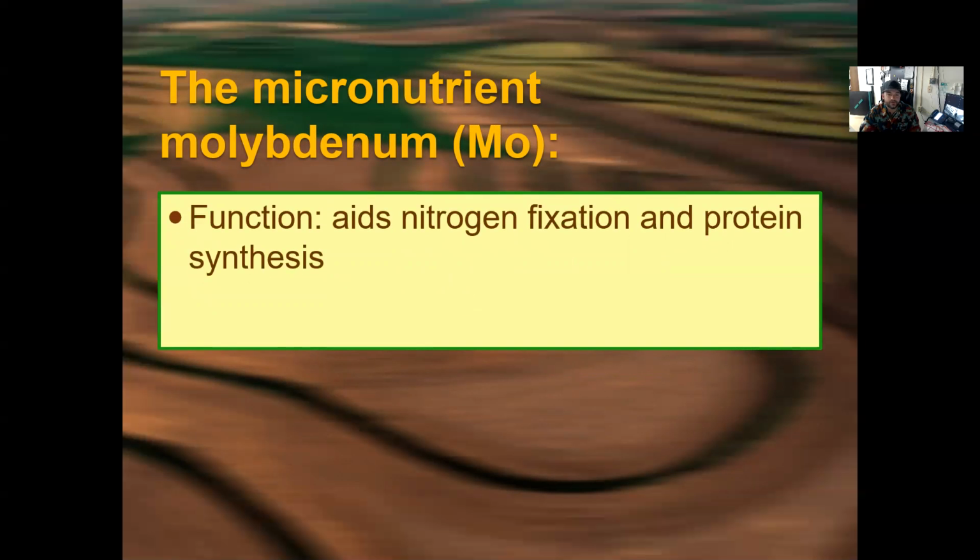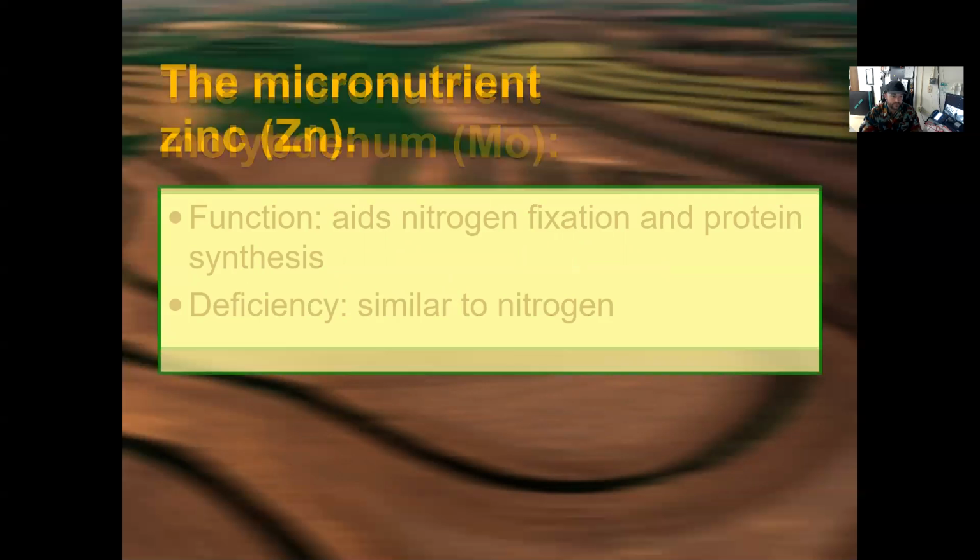Molybdenum aids nitrogen fixation in protein synthesis. And similar to nitrogen, if it's lacking in nitrogen or has too much nitrogen, you might start seeing a yellow in the leaves, or just basically a deficiency. But if you put too much nitrogen in, you are still going to see some yellowing because it can't take on that fast growth.